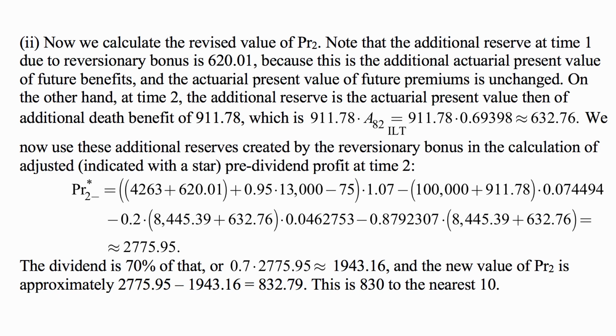2,775.95. The dividend is 70% of that, and that's approximately 1,943.16, and the new value of PR2 is approximately 2,775.95 minus 1,943.16, or 832.79. This is 830 to the nearest 10.